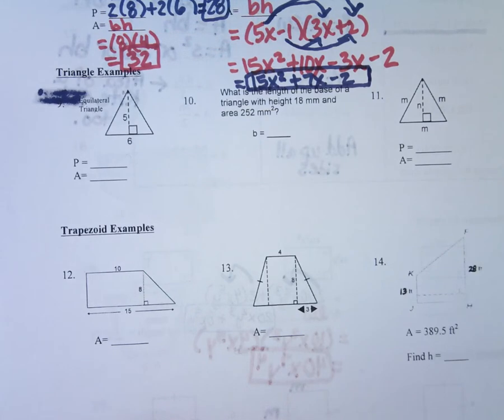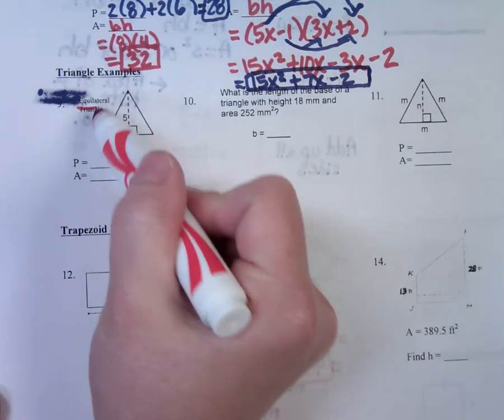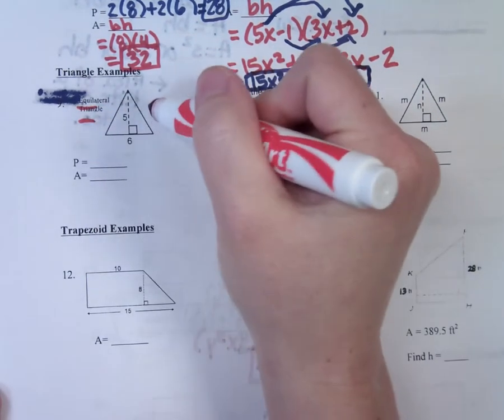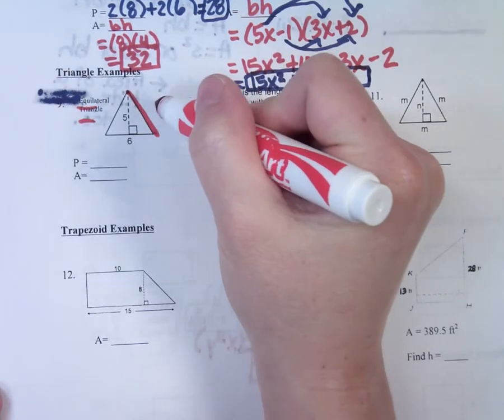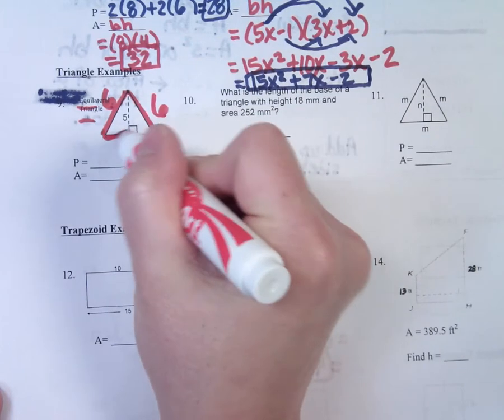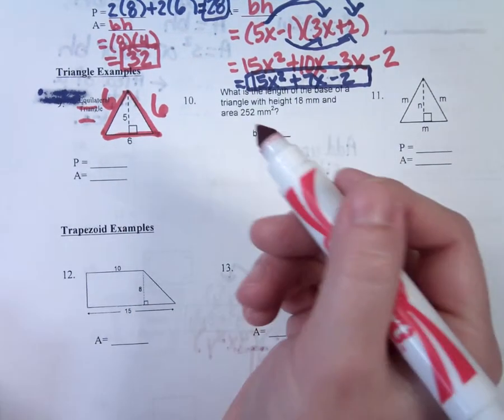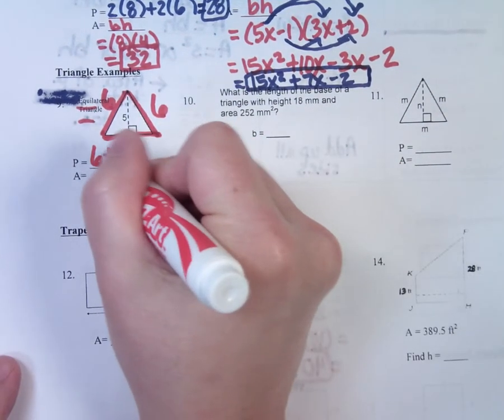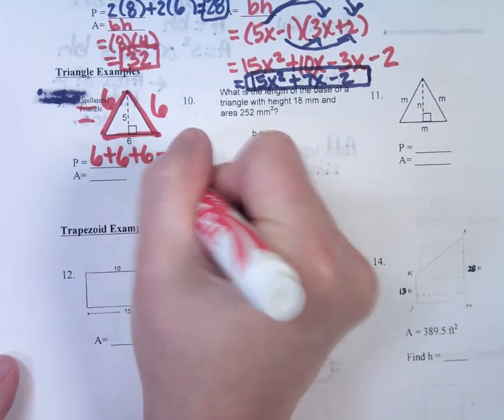This says that it is an equilateral triangle. So what do you know about an equilateral triangle? All sides are equal. So how long is this side? 6. And how long is this side? 6. Okay, so what would your perimeter be? 18. You just add up all the three sides, 6 plus 6 plus 6, which is 18.